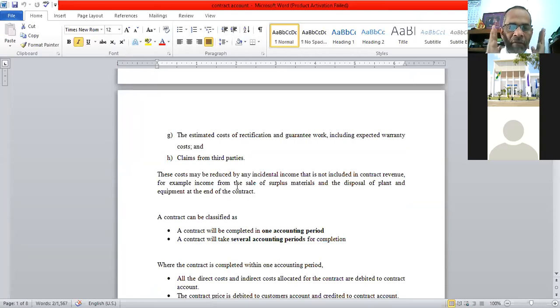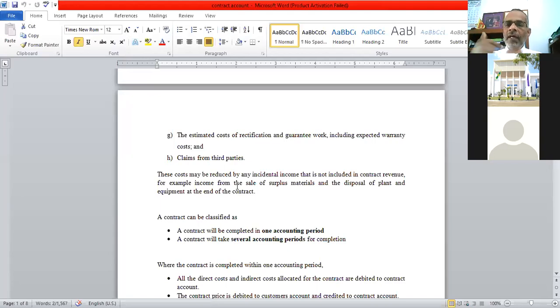Simple idea. After that, the contract price will be credited in the contract account to find out whether there is a profit or a loss. To verify profit or loss from the particular contract, all the direct and indirect expenditure would be debited in the contract account. The contract price will be credited, then the difference will be the profit.